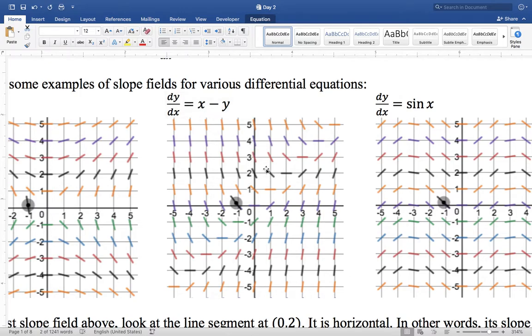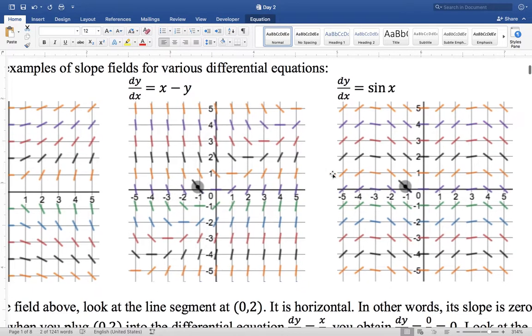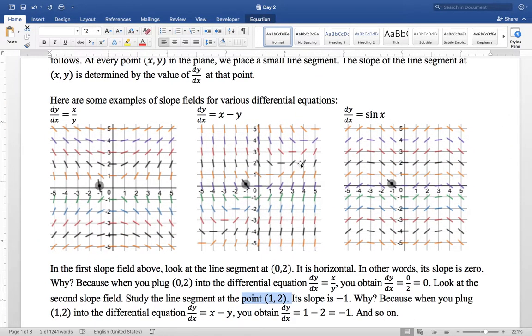So what determines the slope of this line segment? To find the slope of this line segment, you just take the coordinates of the point at which it is sitting, plug them into this differential equation, and evaluate. And that's the slope of the line segment at that point. So the slope at every single point in here is determined by this differential equation. And over here, the slope of all these line segments is determined by plugging the coordinates into this differential equation, and so on. And that's how a slope field is generated.